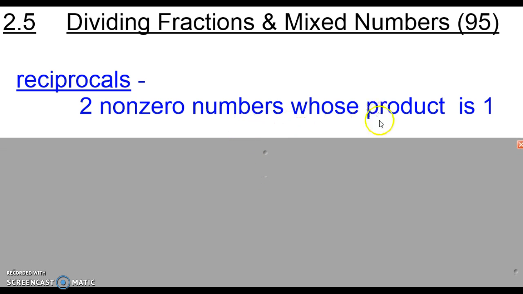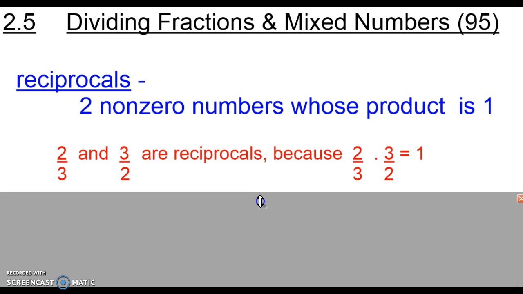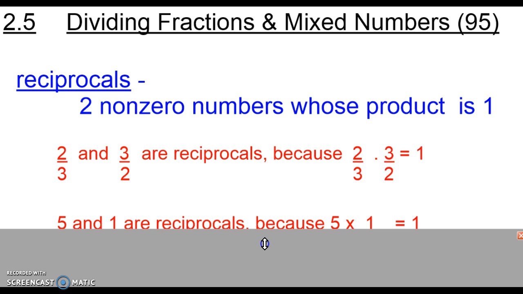So let's look at that. The product means you multiply two numbers together, and you will get the answer 1. So let's see how we can do this with fractions. 2/3 and 3/2 are reciprocals because 2/3 times 3/2 equals 1. So as you can see here, in order to find the reciprocal of 2/3, they realized that they could just switch the numerator and denominator, and then when you multiplied, you'd get 2 times 3, which equals 6, and 3 times 2, which equals 6, and 6/6 equals 1.